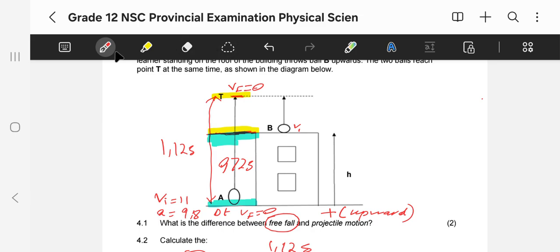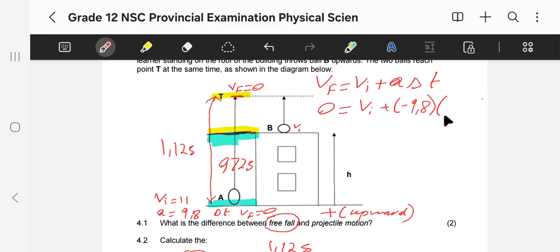And the formula we'll use again is the one that we just used now. VF is equal to VI plus A delta T. Our VF, again, because ball B will travel and reach maximum height, the final velocity has to be 0. Initial velocity in this case is what we want. What about the acceleration? Because we are moving upwards, it will be negative as well, because it's moving in the downward direction. And for the time, it is the difference, right?